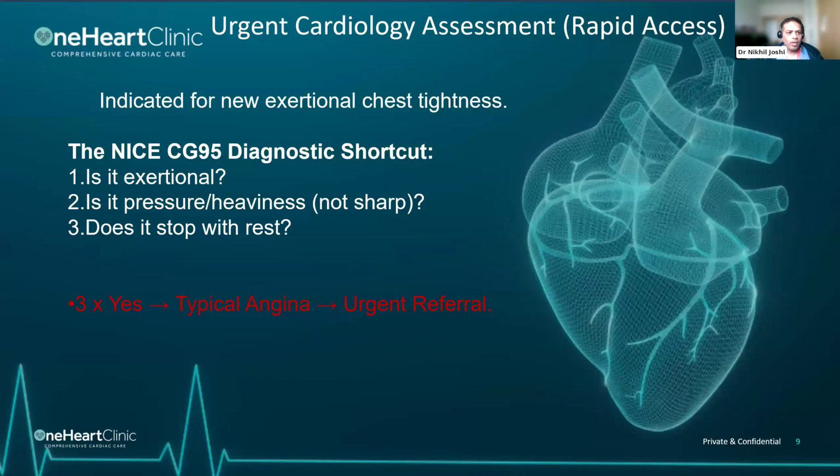Building on this, just touching a little on the NICE guidelines for new onset chest pain, which Richard has touched on a little bit. The shortcut to the diagnostic criteria involves three important points. One is a patient complaining of exertional chest pain. Second, is the pain typical, in that it is described as pressure or heaviness in the chest and is not sharp in nature. And finally, does it stop with rest? If all three are positive, you'd call it typical angina, and you'd refer the patient for urgent assessment with cardiology.